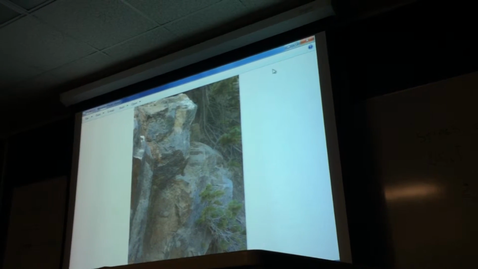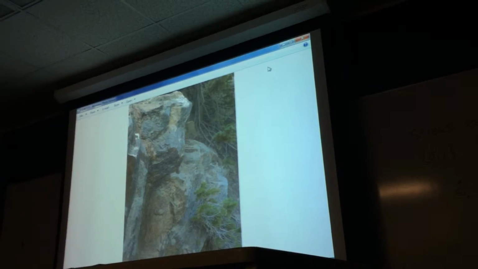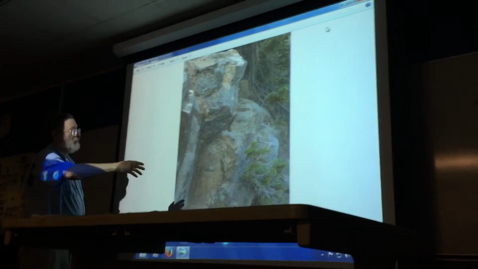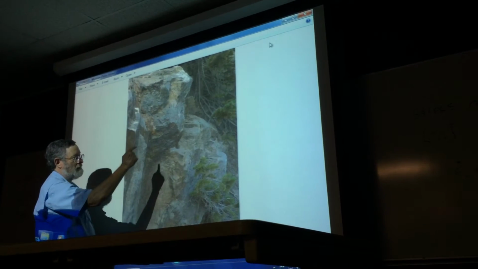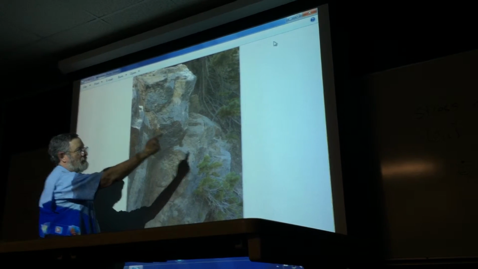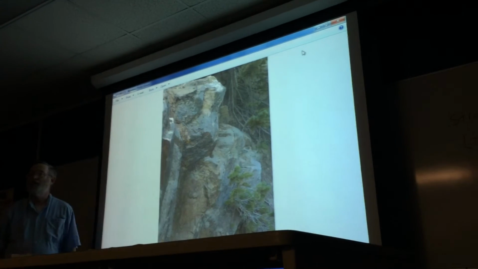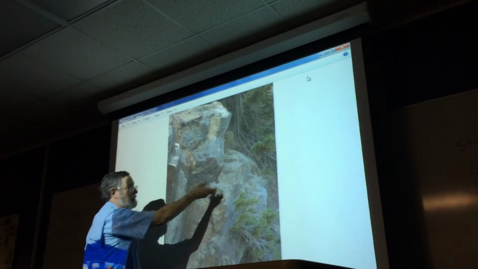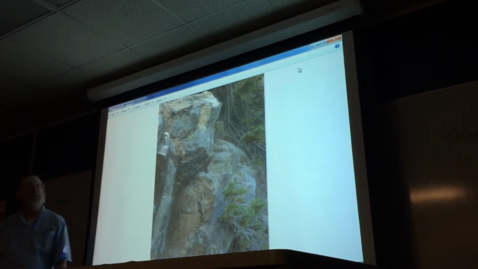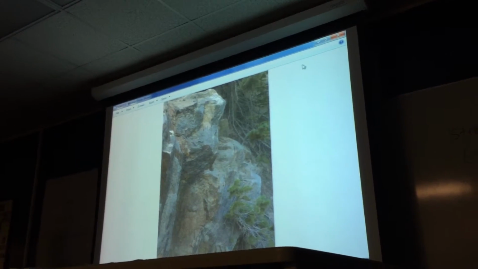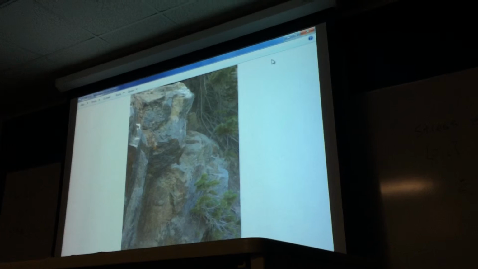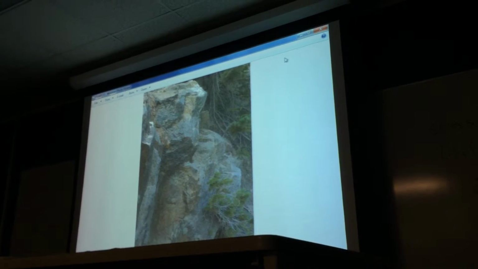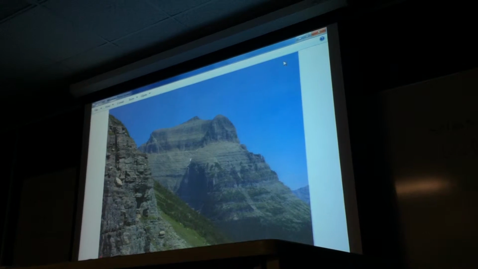So if we look closely at a different part of the system, you see the fold here. There is a pod right there of anatectic granite. It's in the form of a sigma grain, a large sigma grain. So this occurred during the high temperature events. So we have high temperature events, we have low temperature events in this particular system.